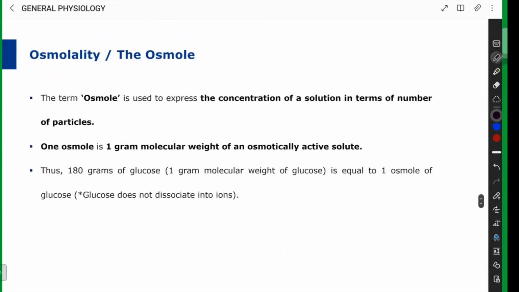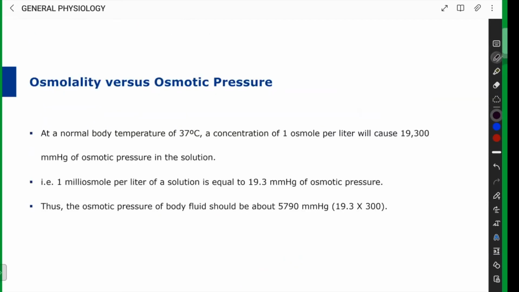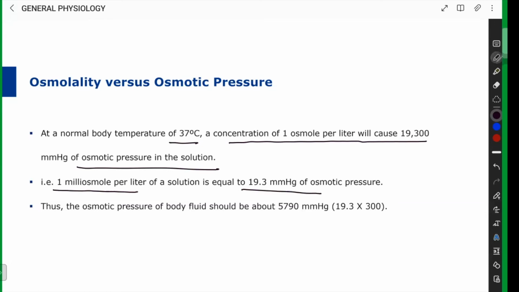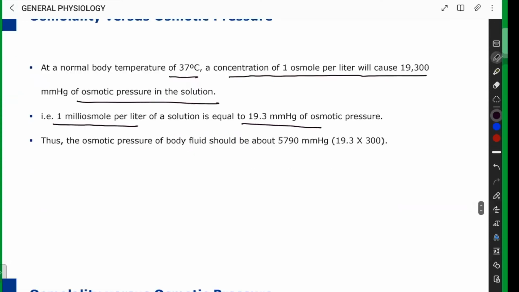Now what is the difference between osmolarity and osmotic pressure? At a normal body temperature of 37 degrees, a concentration of 1 osmol per liter will cause 19,300 millimeters of mercury of osmotic pressure in the solution. Or I can tell you 1 milliosmol per liter is equal to 19.3 millimeters of mercury of osmotic pressure. This is the osmotic pressure constant which we will be dealing with, but this is not required for you. What is important for you is to remember osmolality.